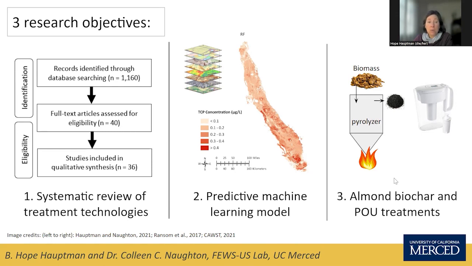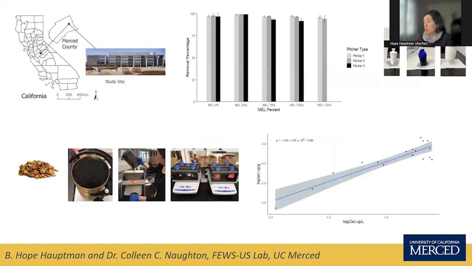The third installment of my research, which is evaluating point-of-use filters and biochar made from almond shells to remove TCP from tap water, found that point-of-use filters have an over 98% mean removal rate. You can see that in this graph here. Throughout the lifetime of their use, brand differences between the 3 different filters tested were not significant.